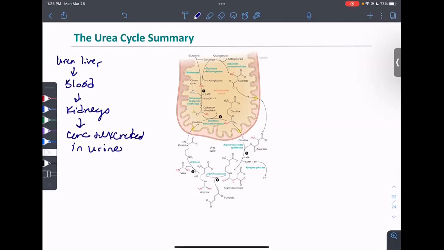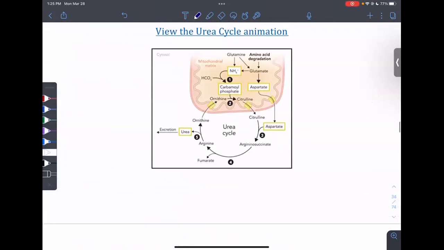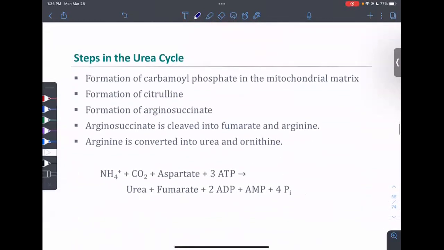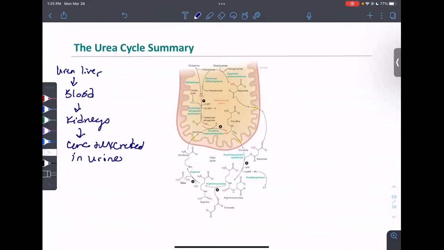So the urea cycle is really 5 big reactions. And so what I'm going to do is walk you through them. It's a really good animation in the book that talks you through it. And then here are the steps in kind of brief words, but I'm going to take you through the whole thing. So we really have 5 reactions in total. We have 2 in the mitochondria and we have 3 in the cytosol.